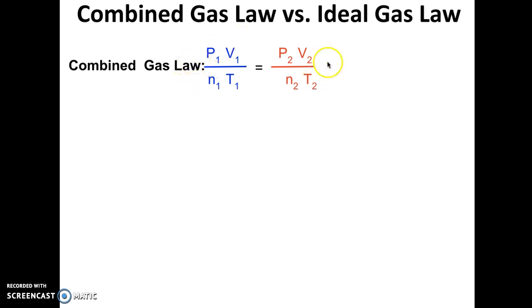So here we have the combined gas law: P1V1 over N1T1 is equal to P2V2 over N2T2. P stands for pressure, V stands for volume, N stands for moles, T stands for temperature. And the 1 implies initial conditions and the 2 implies the final conditions. So essentially on the left side we have the initial pressure, volume, moles, and temperature, and on the right, we have the final pressure, volume, moles, and temperature.